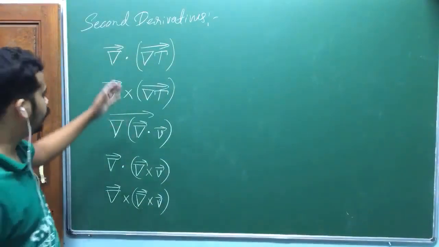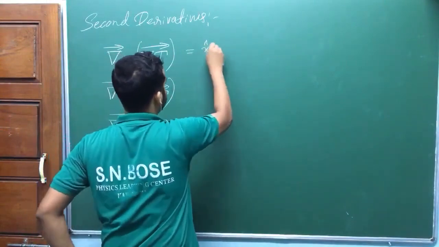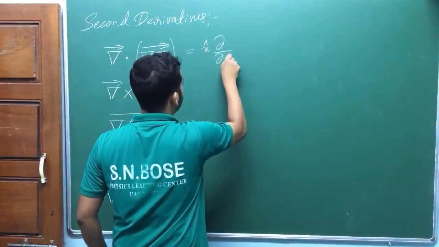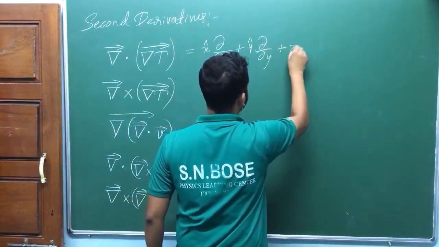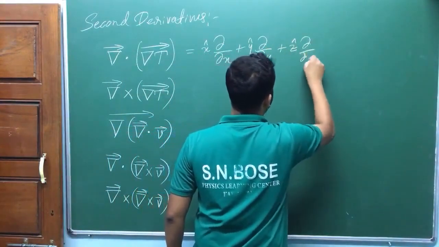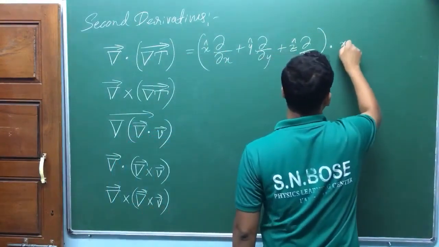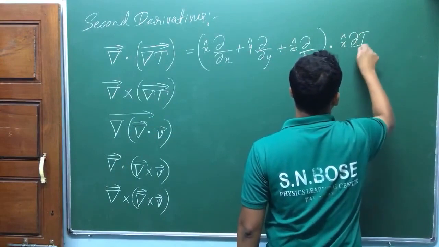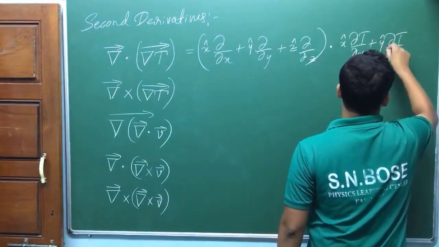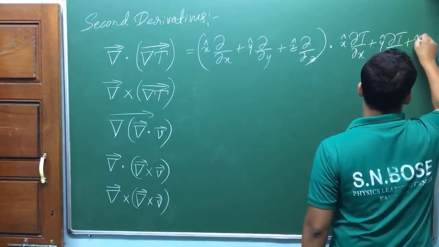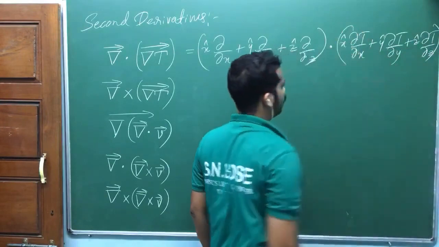So when you do this one, look at here, a kind of ordinary dot product: x cap dou by dou x plus y cap dou by dou y plus z cap dou by dou z. Am I right? Taken dot product with what we have written, x cap into dou t by dou x plus y cap into dou t by dou y plus z cap into dou t by dou z. Isn't it?